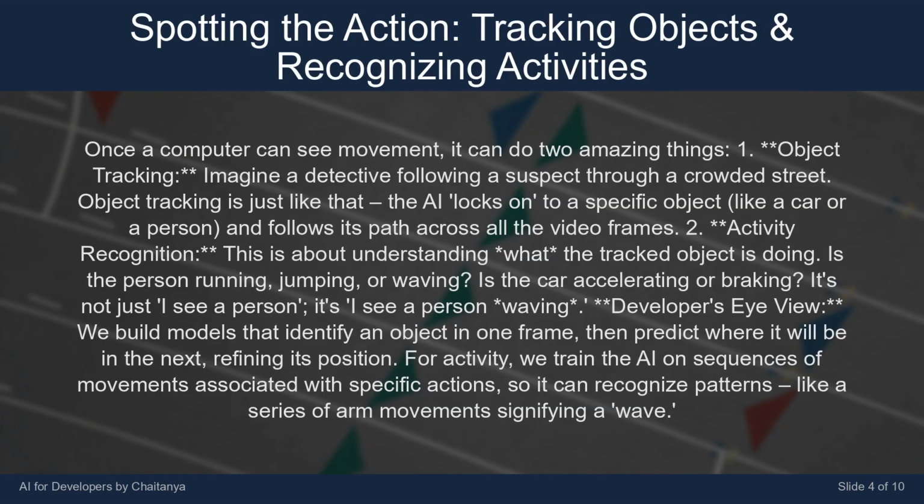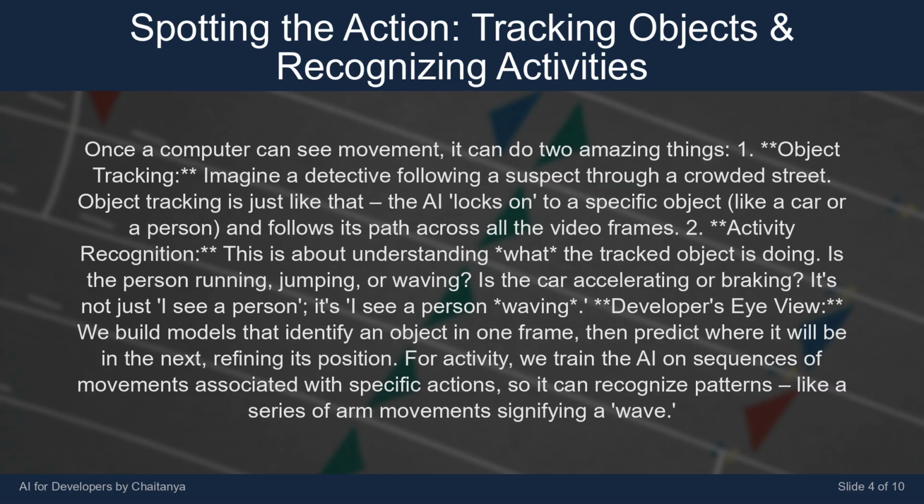Once a computer can see movement, it can do two amazing things. One, object tracking. Imagine a detective following a suspect through a crowded street. Object tracking is just like that. The AI locks on to a specific object, like a car or a person, and follows its path across all the video frames. Two, activity recognition. This is about understanding what the tracked object is doing. Is the person running, jumping, or waving? Is the car accelerating or braking? It's not just I see a person. It's I see a person waving.